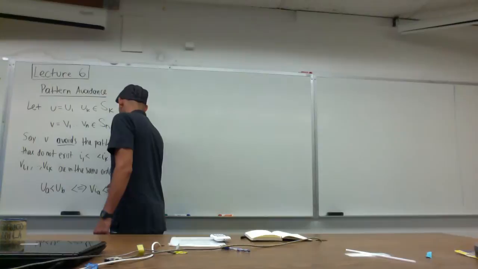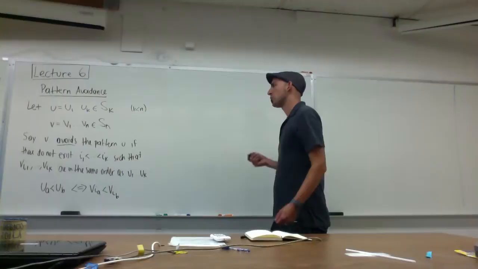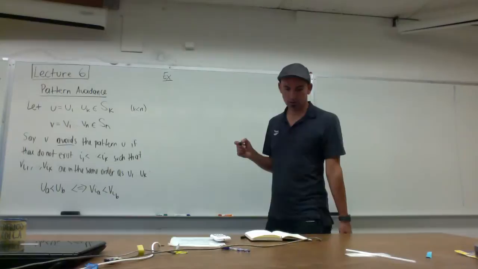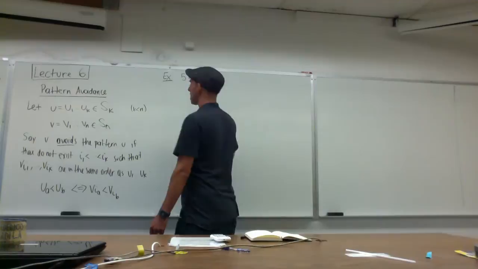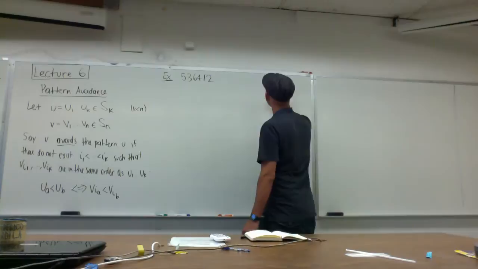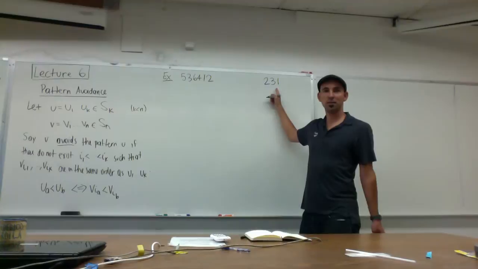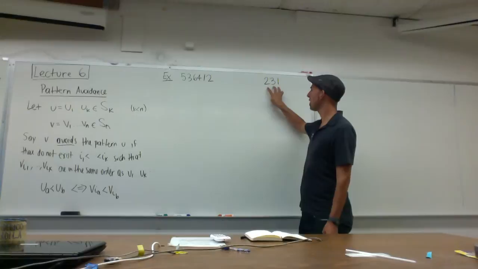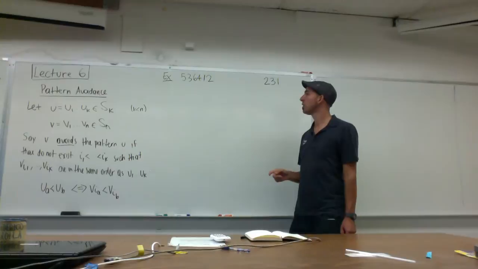Okay. As usual, this is clearer in an example. So let's say this is V, and let's say this is U. And so I ask you, does this permutation avoid this one? Okay. And so what you're going to do is try to find three numbers in this permutation that are in the same order as 2, 3, and 1. So can you find three numbers in this permutation that are in the same order as 2, 3, and 1 here?